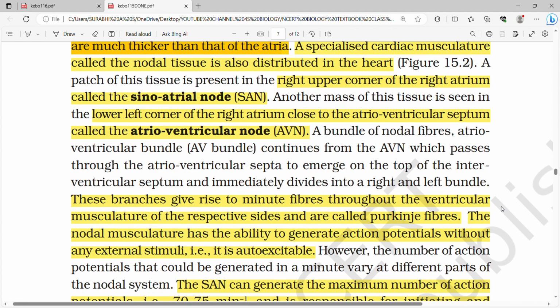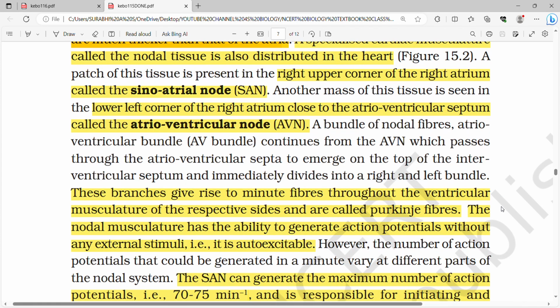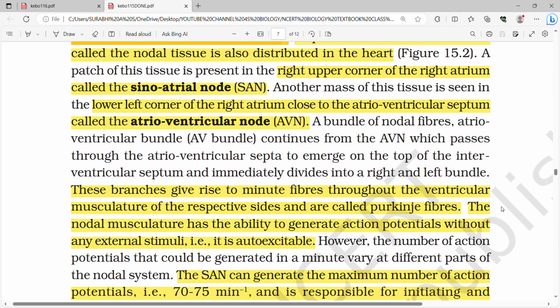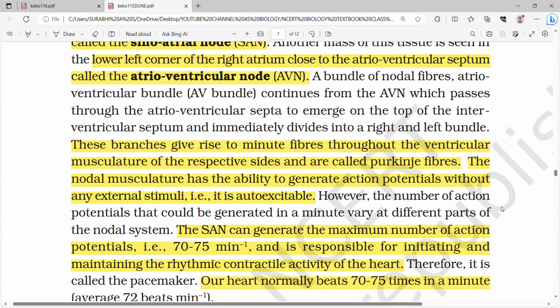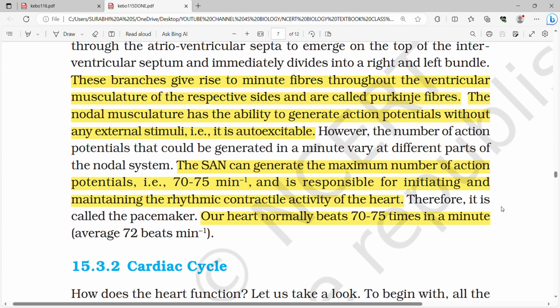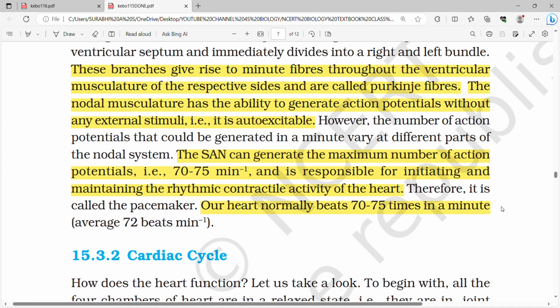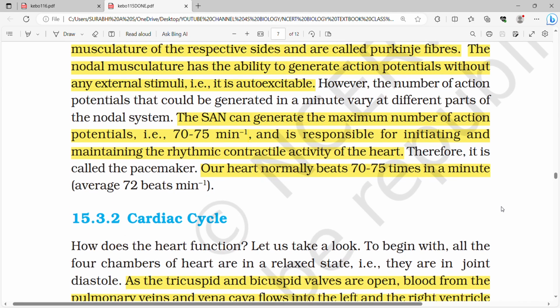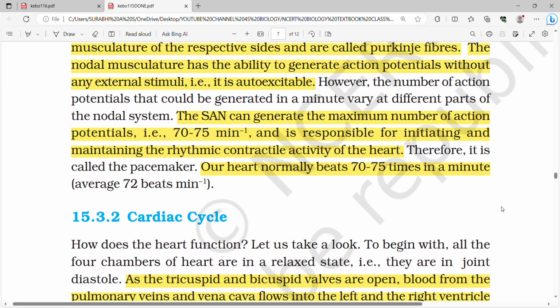The right upper corner of the right atrium has the sinoatrial node, whereas the lower left corner of the right atrium, close to the atrioventricular septum, has the atrioventricular node, AVN. These branches give rise to minute fibers through the ventricular musculature of the respective sites and are called Purkinje fibers. The nodal musculature has the ability to generate action potentials without any external stimuli. That is, it is auto-excitable.